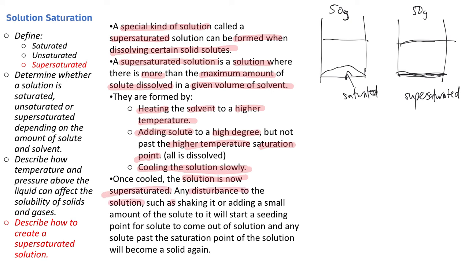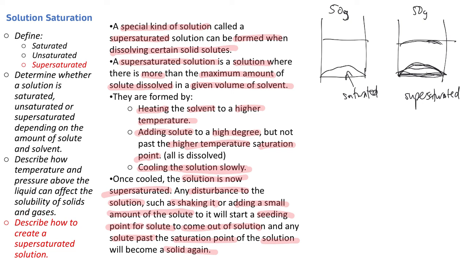Any disturbance in the solution, such as shaking it or adding a small amount of solute to it, will start seeding a point for the solute to come out of solution, and it will rapidly do so. The solute past the saturation point of the solution will become solid again. So as soon as you drop a tiny little bit in there, all of a sudden, massive amounts of solute will start to form as a solid, and you'll end up with this much, which wasn't supposed to be fitting in there, now as a solid. So that's the idea of a supersaturated solution.